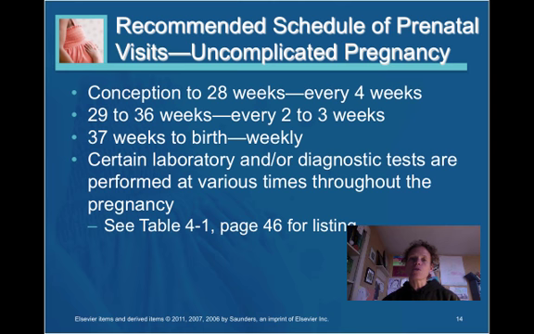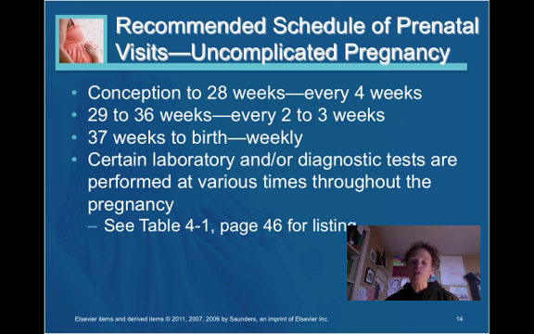So what is the schedule of prenatal visits in an uncomplicated pregnancy? And that's really what we're going to focus on in the course of this lecture. From conception to 28 weeks, the woman would be recommended to come for prenatal visits every 4 weeks. From 29 to 36 weeks, every 2 to 3 weeks. And then from 37 weeks to birth, the woman would come weekly.